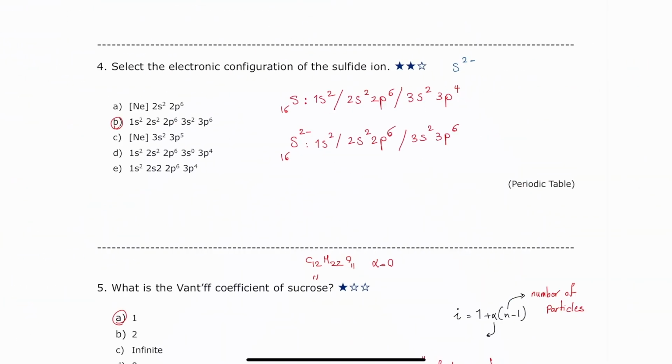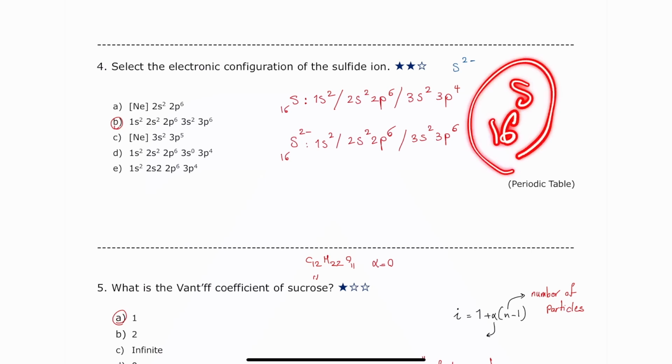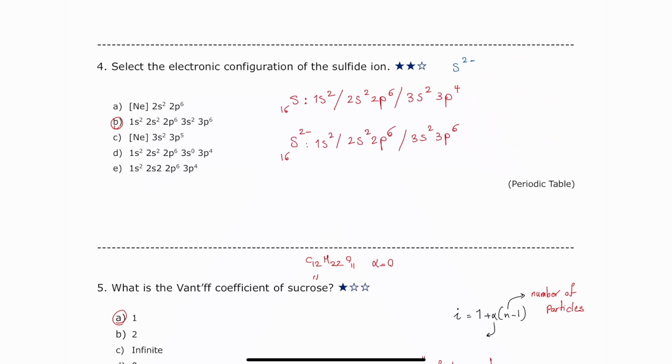Okay, the next one is kind of easy but important for understanding ions. It asks for the electronic configuration of sulfide ions. Let's go for sulfur first of all. We know that sulfur is S16, right? Let's start with the atom and fill all the electron levels, starting from the inner ones, which is 1s2. We fill it with 2 electrons, and then we go to the next level, which is 2s2, 2p6. And 2s2, 2p6, it's all full.